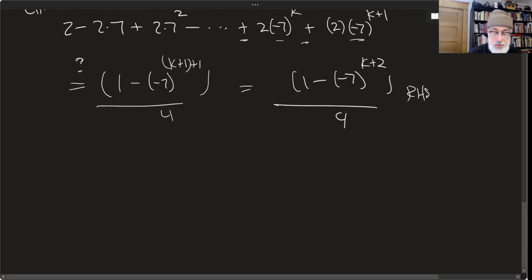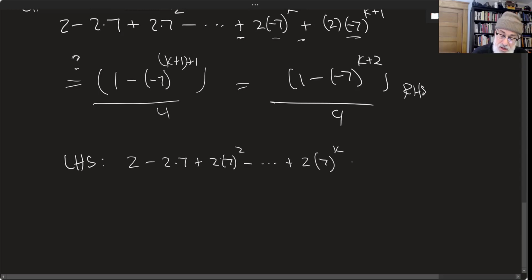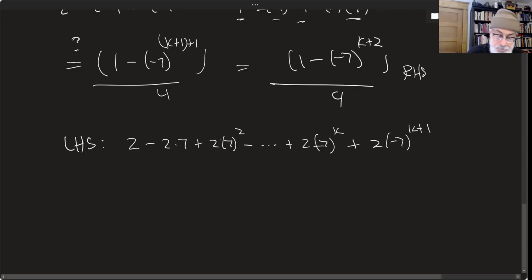In this Rosen book, and in most induction proofs where equalities involve sums, I start with the sum side. In other words, the left-hand side here is the sum side. So I'm just going to write down our left-hand side: 2 minus 2 times 7 plus 2 times negative 7 to the k plus 2 times negative 7 to the k plus 1. That's the left-hand side, just rewritten.